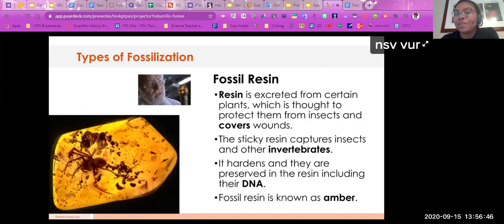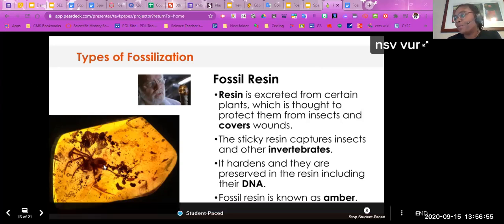However, the part that the science is based in is that this amber has these fossilized organisms in it that they are able to recover dino DNA from.